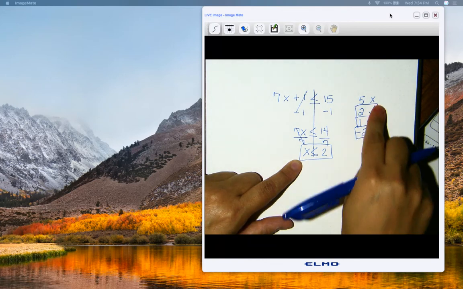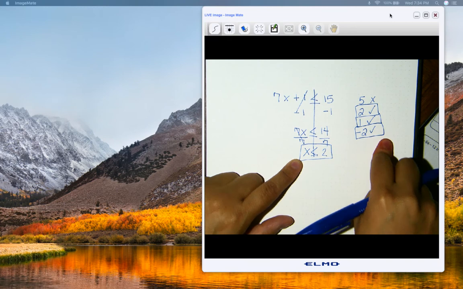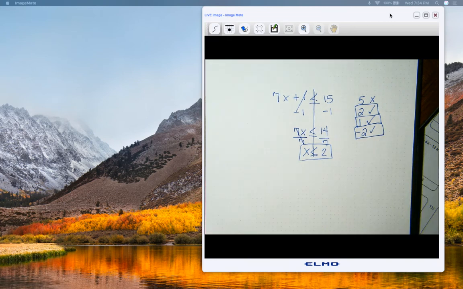So for this example, I had 3 numbers that actually worked as a solution. I hope that this video helps you in working out your assignment on this page.